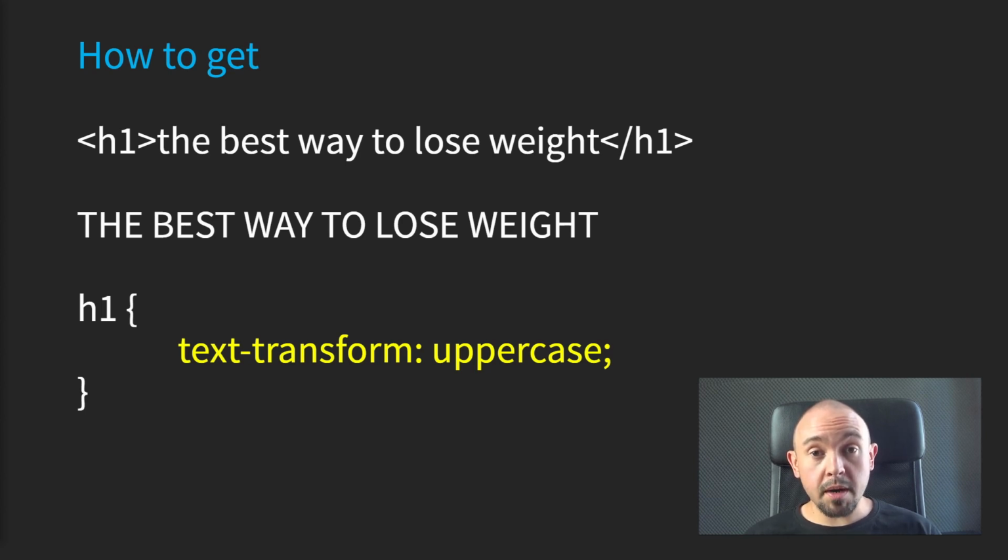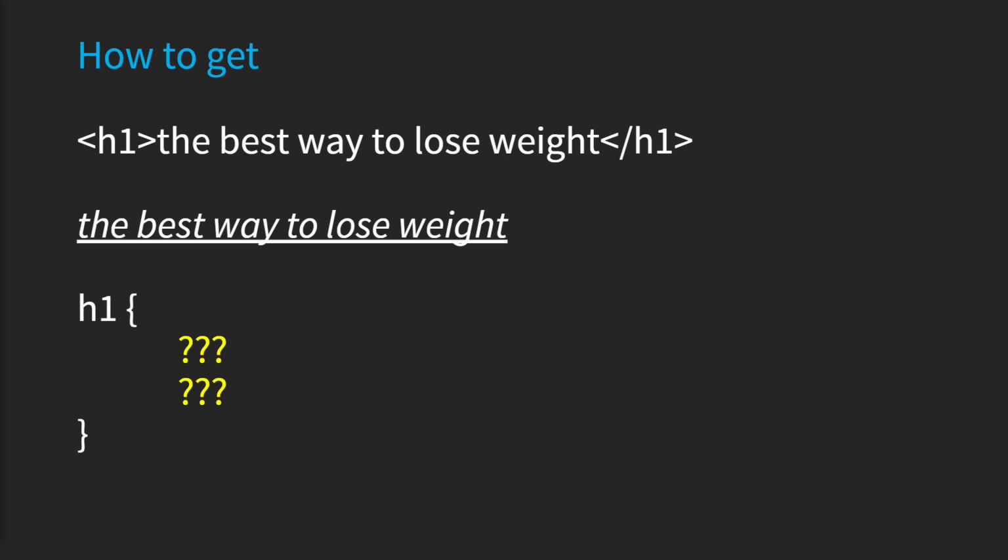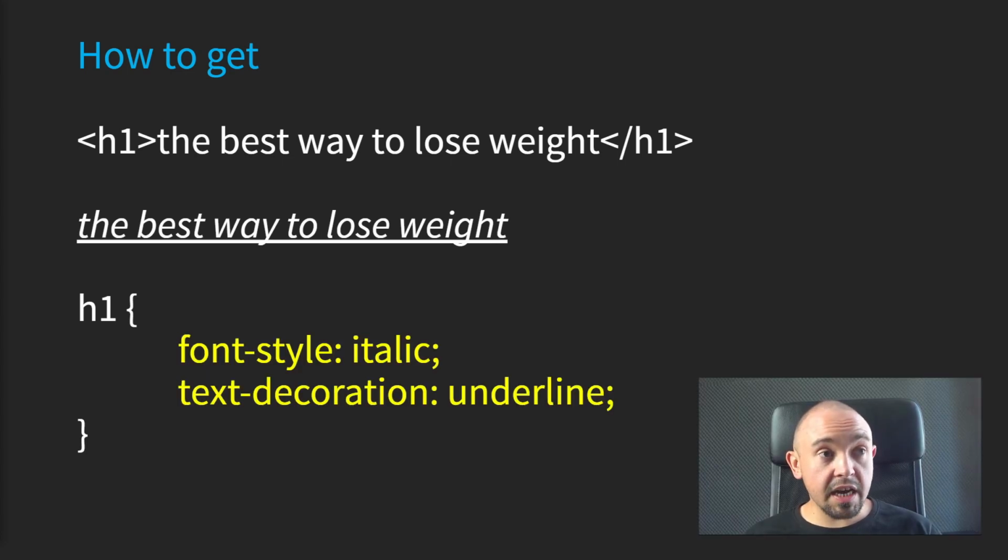So now we have the warm-up behind us, and let's go to the second question. The second question is, as you see, we need to make our text italic and underlined on the website. What properties will we use? Take a moment to think about it, and I'll be back with the answer in a moment. Of course, the answer is the font-style property with the italic value and the text-decoration property with the underline value. Thanks to this, our text will be italic and it will have an underline.